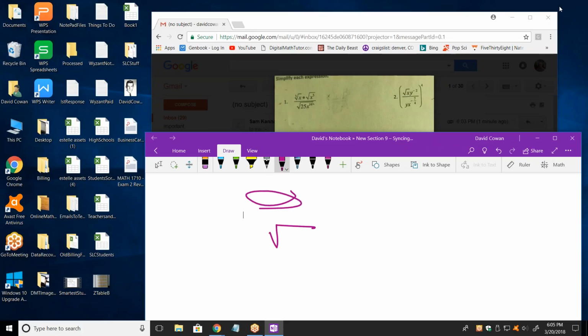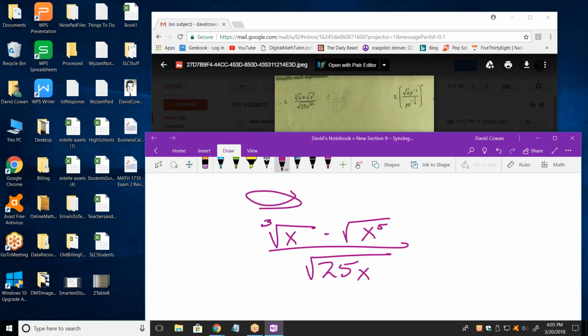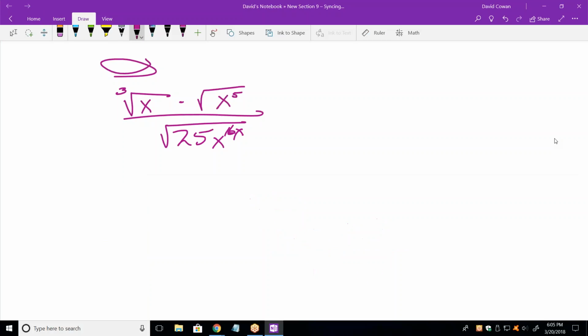So we have the cube root of x times the square root of x to the 5th, all divided by the square root of 25 x to the 16th. Yes. So do I have the problem right? Simplify each expression. I'm not too sure how to do these, or where to start.